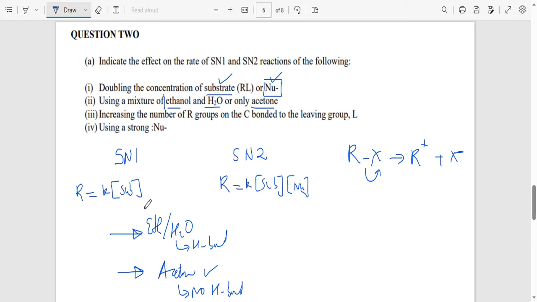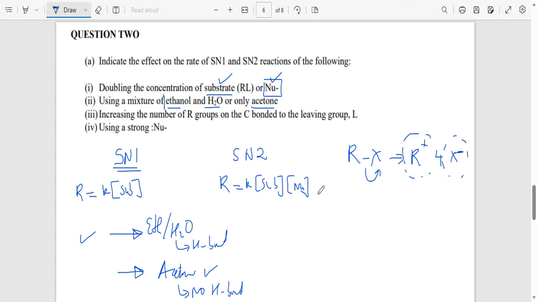So if I'm using a mixture of ethanol and water for an SN1 reaction, the water is going to be able to solvate. It is going to be able to surround these ions like that and also surround these ions like that, thereby stabilizing the ions that we have formed. So the polar protic solvent is good for an SN1 reaction.